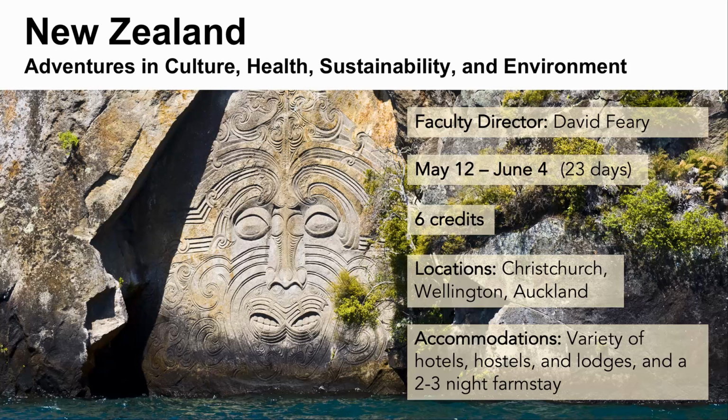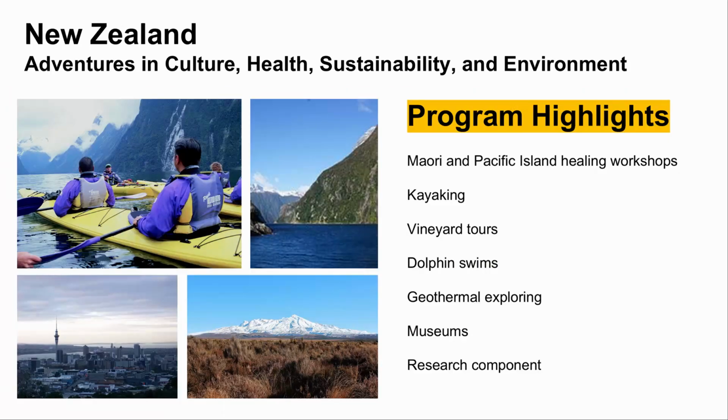And during this program, you'll stay at a variety of hostels, hotels, and lodges, as well as a 2 to 3 night farm stay. The New Zealand program travels from the south to the north of the country. Features include Maori and Pacific Island healing workshops, farm stays, there's kayaking, vineyard tours, dolphin swims, geothermal exploring, and museum visits. There's also a small research component that's built in most years.